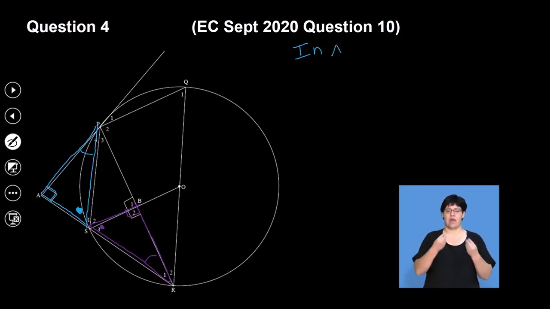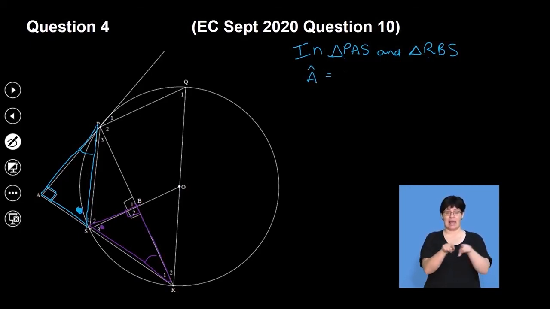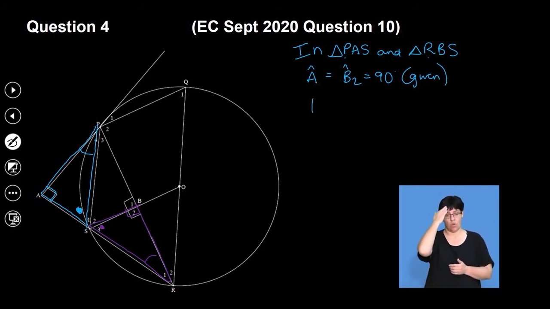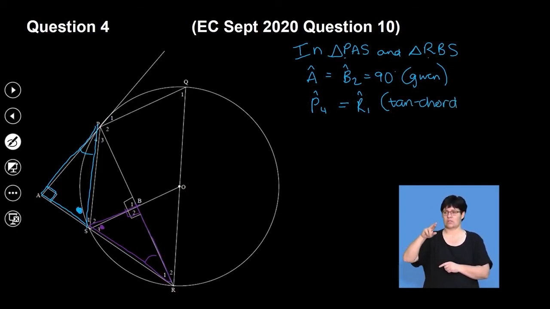Okay. All right, so I've got in triangle PAS and triangle RBS, and don't forget to link the angles. So the angles must match when you write the triangles out like that. Okay, so I've got angle A is equal to angle B2 is equal to 90 degrees, and that's given. I know that angle P4 in my blue triangle is equal to angle R1 in my purple triangle, and that's because the tan chord theorem tells me that.